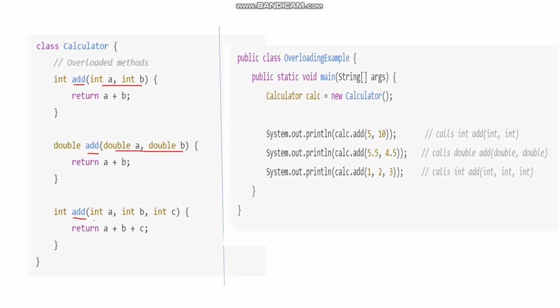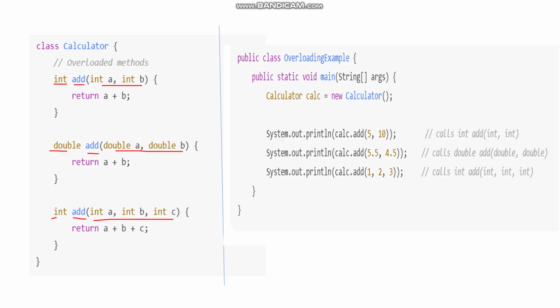Next, I am taking a, b, c, three different variables. Overloading is nothing but writing the same method name, add and add, where the change is in the number of parameters. The number of parameters may be 2 or 3 or 4, or it may be different types of parameters. Sometimes the return type may be the same or different. For the first example, I took int. For the second example, I took double. For the third example, I took int.